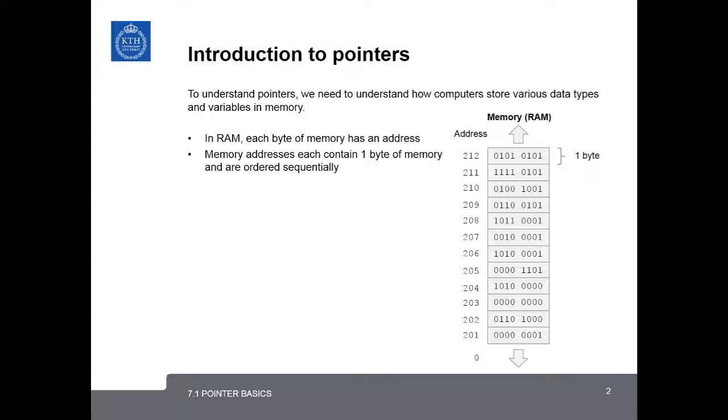In order to understand pointers, we must first understand how computers store various data types and variables to memory. In RAM, each byte of memory has an address, and the memory addresses each contain one byte of memory and are ordered sequentially. Here we can see the addresses are on the left, and the contents of the memory are on the right in this diagram.